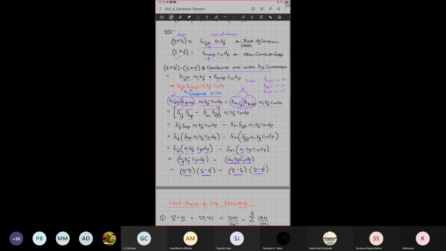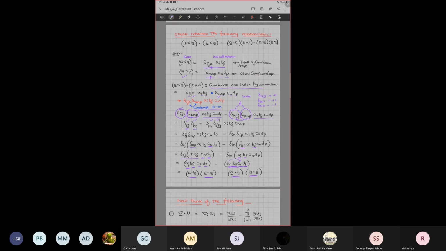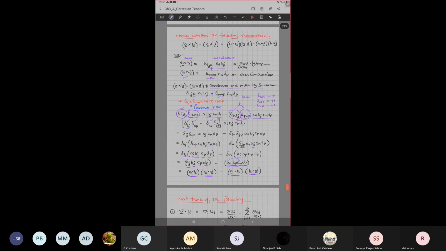So a cross b dot c cross d is a dot c, b dot d minus a dot d multiplied by b dot c. This is the way one will simplify things. Sometimes when we handle problems, there will be vectors which are perpendicular to each other, multiplied, and so on. We would like to really simplify it in terms of scalars. So the easiest simplification we will be in a position to see is such a dot c, b dot d minus a dot d, b dot c.